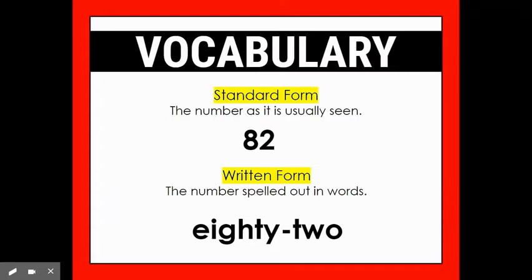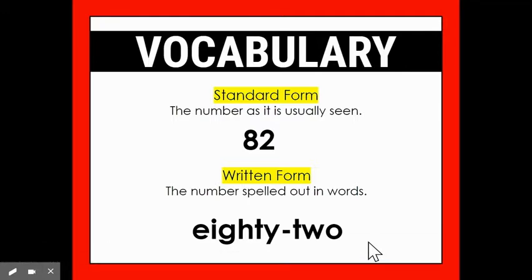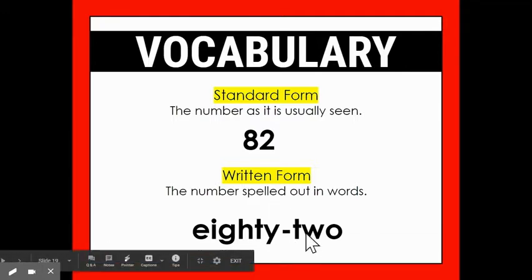Next, we have written form, and this is when the numbers are spelled out in words. So for 82, we have it written out as eighty-two. And when it's a two-digit number, oftentimes there is that hyphen between the tens and the ones.